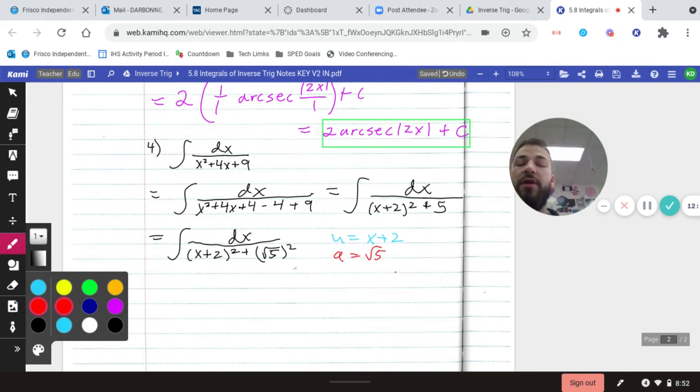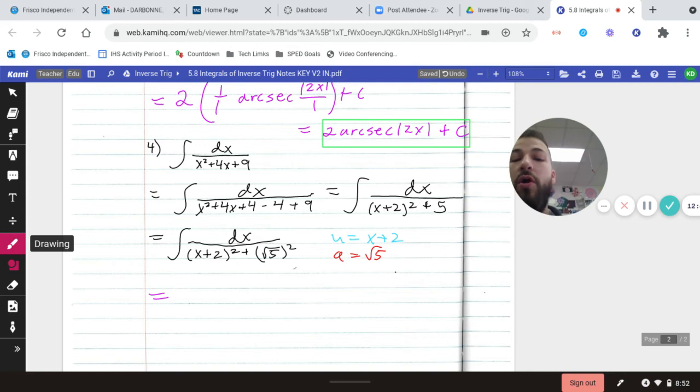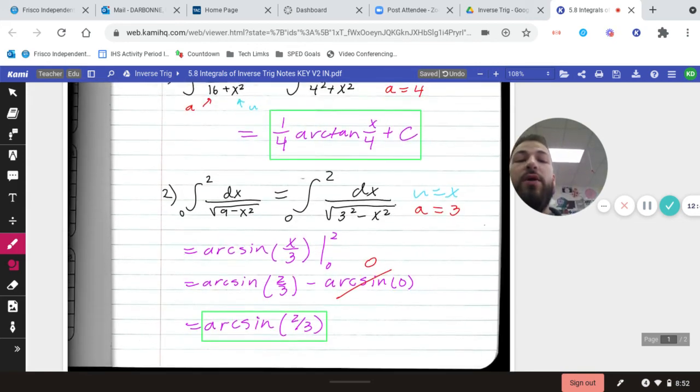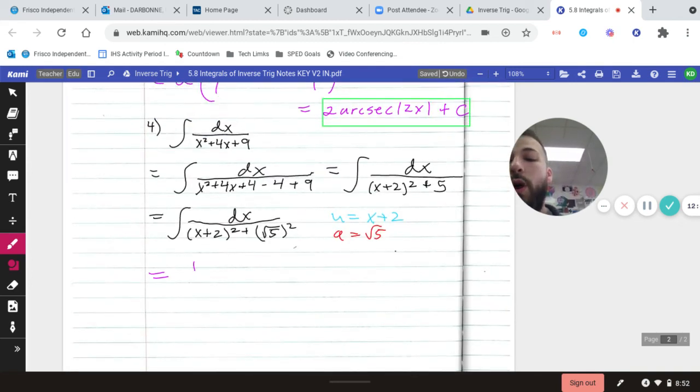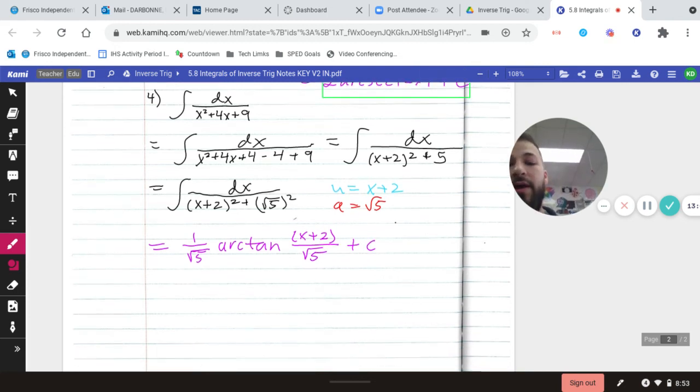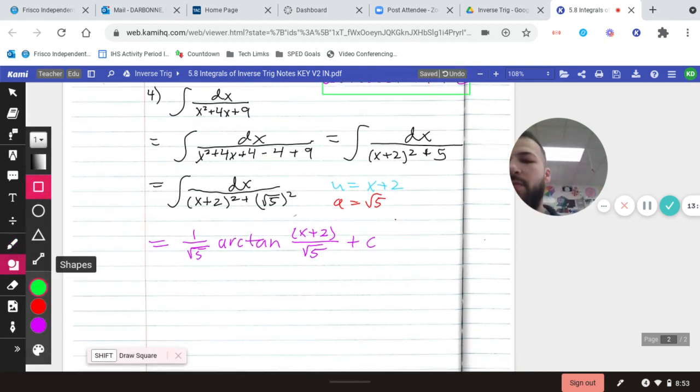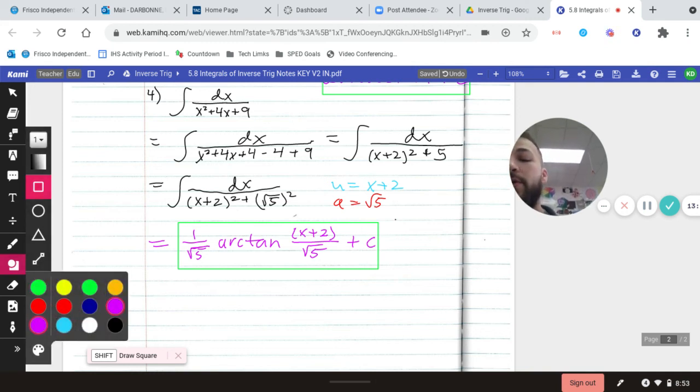So I had to do some extra little work at the beginning, but eventually I get it to my formula. So then I can apply my formula. So arctangent is 1 over a times arctangent u over a. So 1 over root 5 arctangent of x plus 2 over root 5. And then, of course, plus c. And you could leave it like that if you wanted to. More than likely, if this one popped up, it would pop up in some sort of free response question. If you wanted to rationalize everything, though, you could.